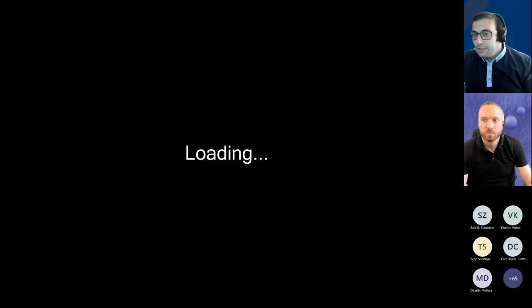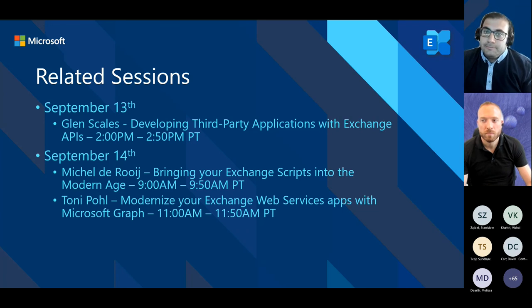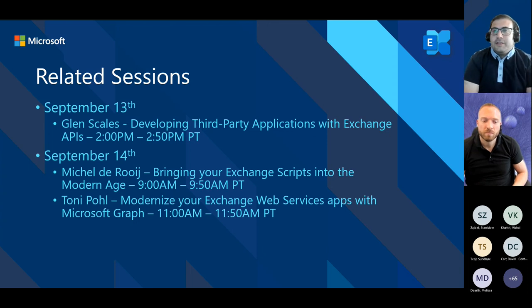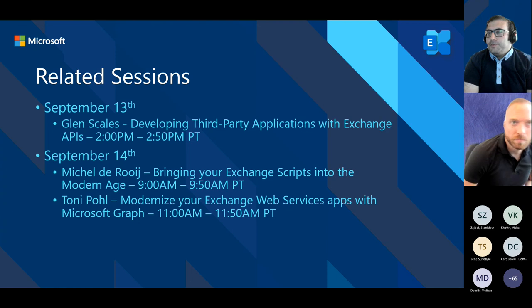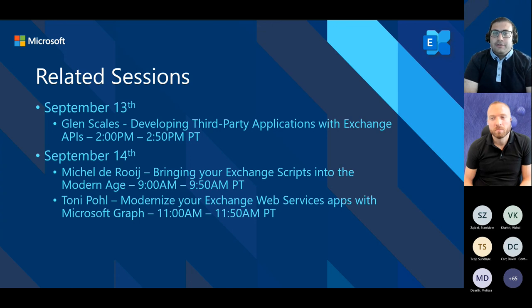I did want to share just one last slide for future content later on in the conference here. Some related sessions related to this particular content. Glenn Scales, who is like one of Mr. EWS and Graph API in the community, along with a few others, has a great session coming up later today on developing third-party Exchange API apps. I think he's going through a .NET app and how to go from EWS to Graph.